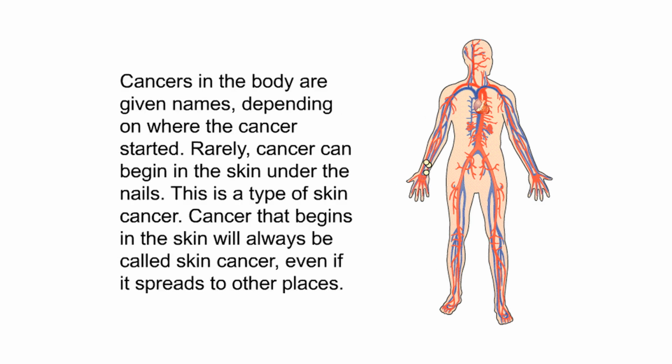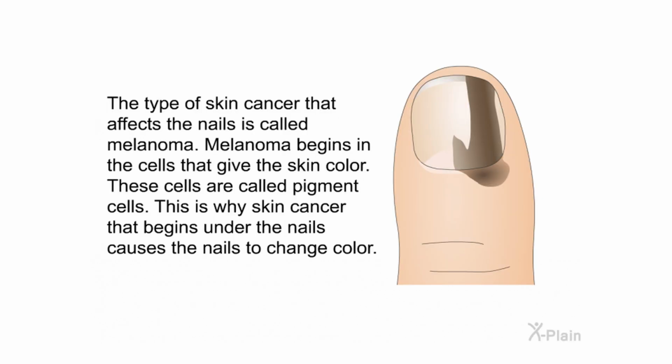Cancers in the body are given names depending on where the cancer started. Rarely, cancer can begin in the skin under the nails. This is a type of skin cancer. Cancer that begins in the skin will always be called skin cancer, even if it spreads to other places. The type of skin cancer that affects the nails is called melanoma. Melanoma begins in the cells that give the skin color. These cells are called pigment cells. This is why skin cancer that begins under the nails causes the nails to change color.